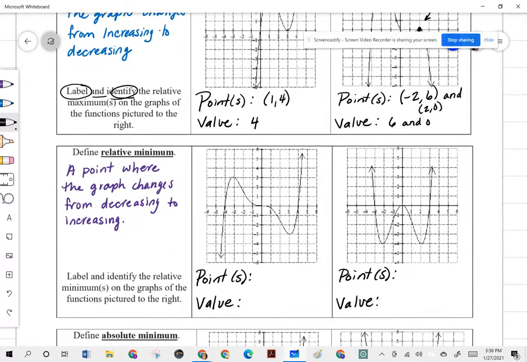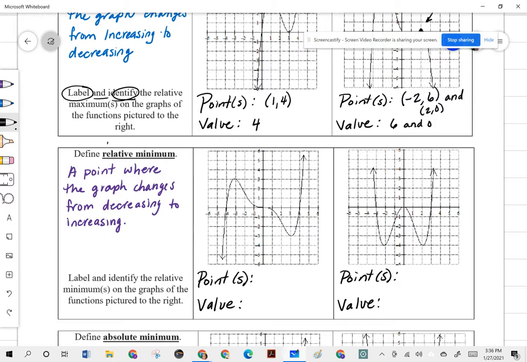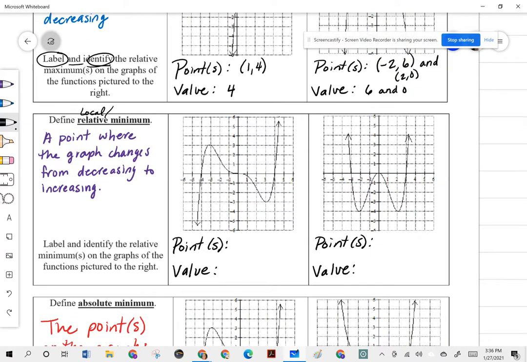So let's take a look at the relative minimum. Again, when you see relative, that's also local, depending on which text you might see that in. It's just a point where the graph changes from decreasing to increasing. If I look at the graph, I've got this point right here, and that is (3, -3). So again, make sure you put that dot on the graph, and that minimum value is -3.